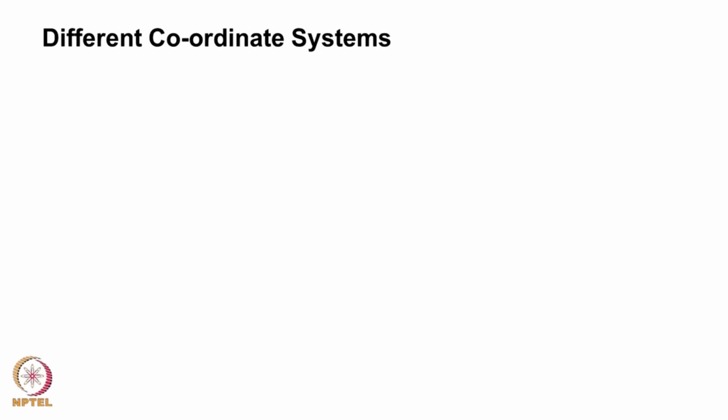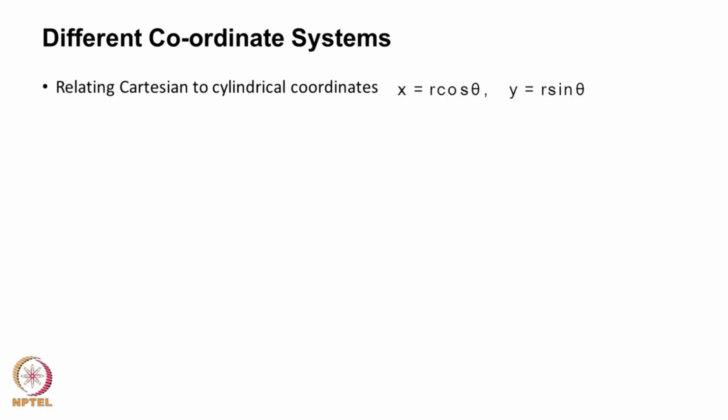So, we know there are basically 3 coordinate systems. One is the Cartesian coordinate system x, y; the second one is the polar coordinate system r, theta; and the third one is the spherical coordinate system, which is r, theta, z. You can convert from any one coordinate system to any other coordinate system, as there is a relationship.